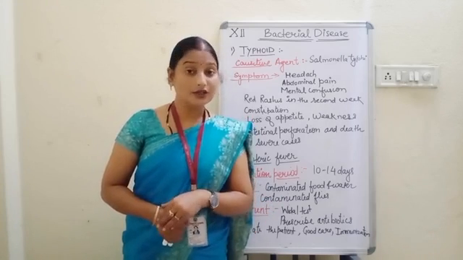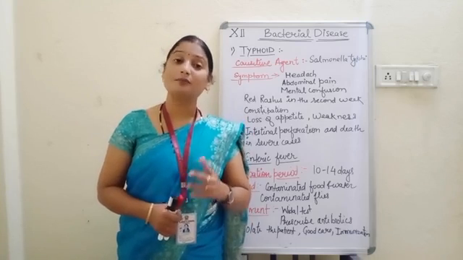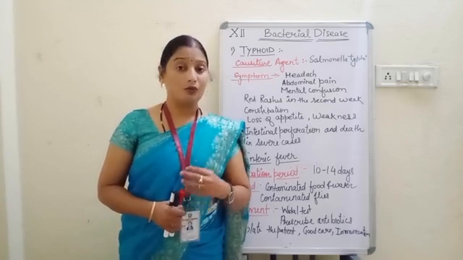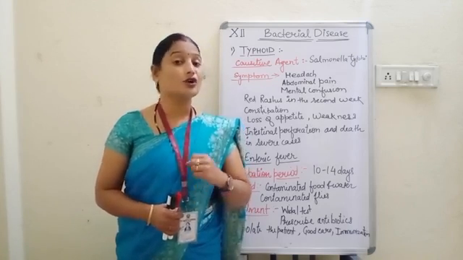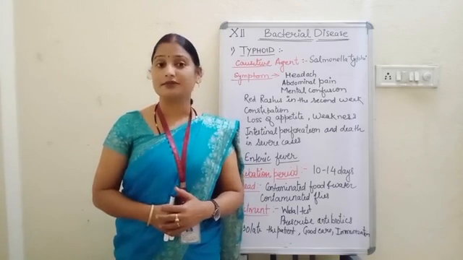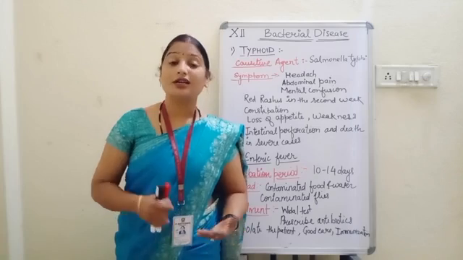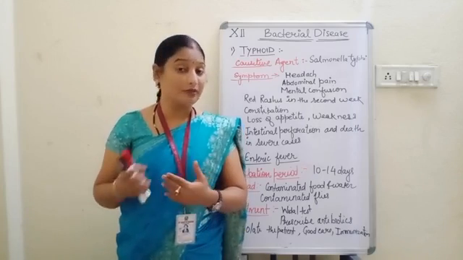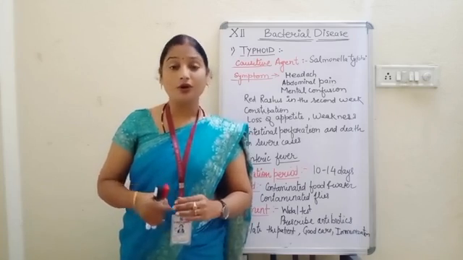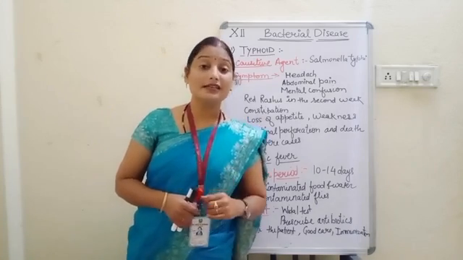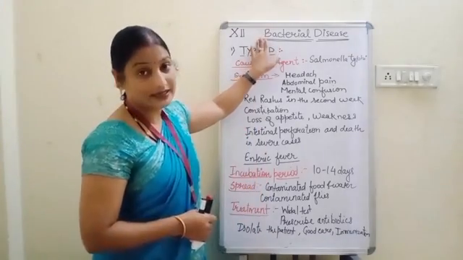Now, I told you that communicable diseases are caused by pathogens. Now, what are these pathogens? Pathogens are the disease-causing microorganisms. And then I told you that we'll study the different kinds of pathogens and the diseases caused by them. So, today we will begin with the disease caused by pathogen number 1, that is bacteria.